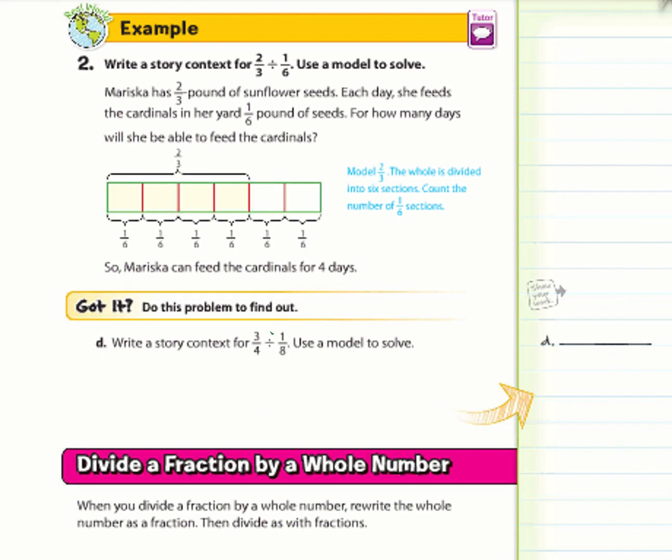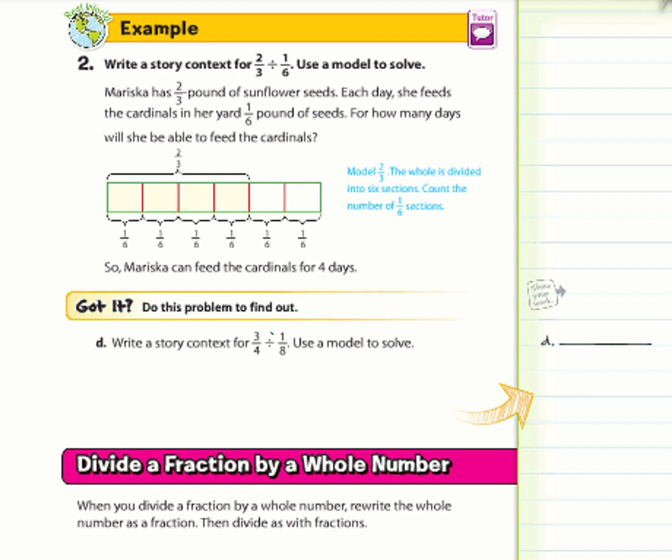Moving on to example 2. Write a story context for 2/3 divided by 1/6. Use a model to solve. So it says Mariska has 2/3 pound of sunflower seeds. Each day she feeds the cardinals in her yard 1/6 pound of seeds. For how many days will she be able to feed the cardinals?